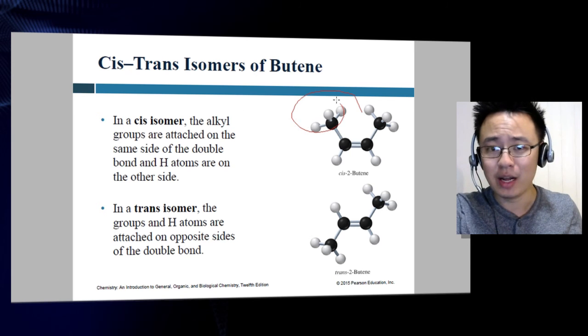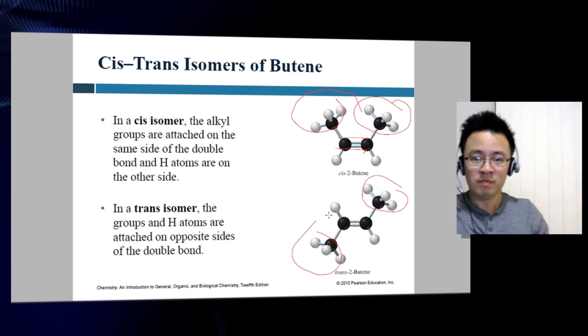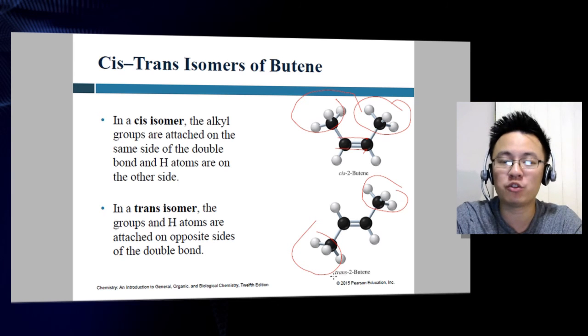As you can see here, the two substituents are on the same side of the double bond. That's a cis, versus here, it's a trans. This molecule here is known as cis-2-butene versus that of a trans-2-butene.